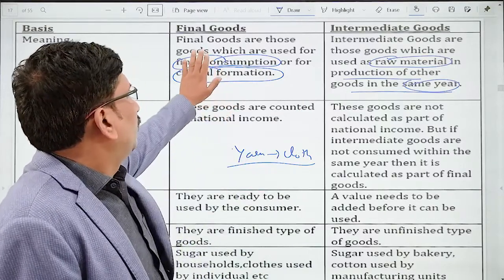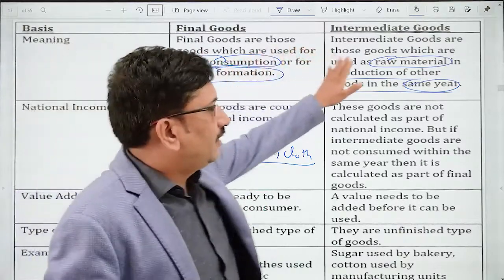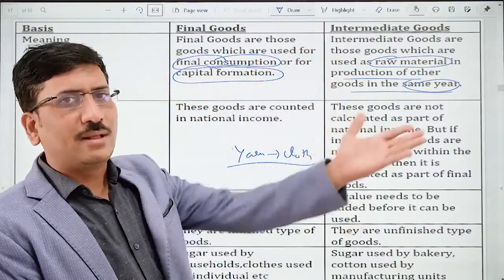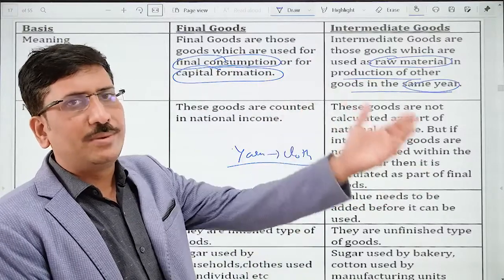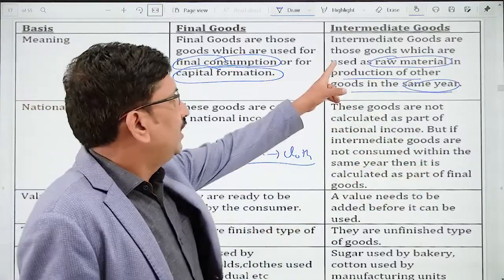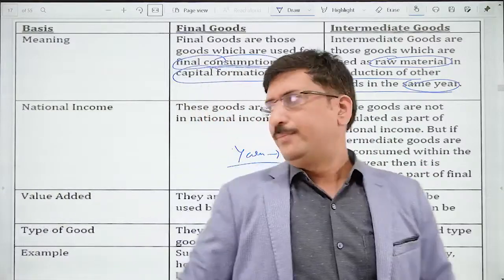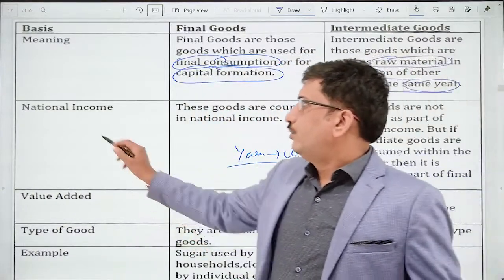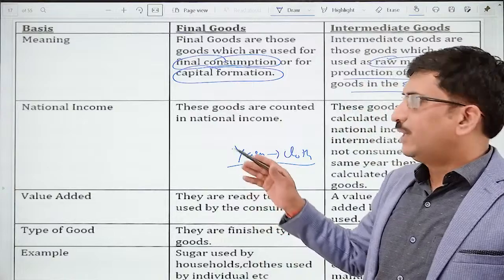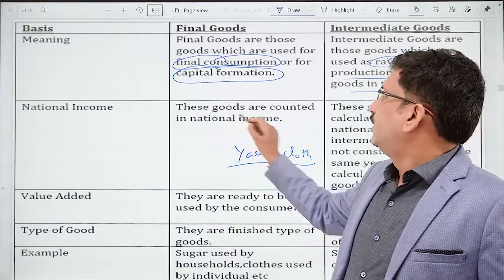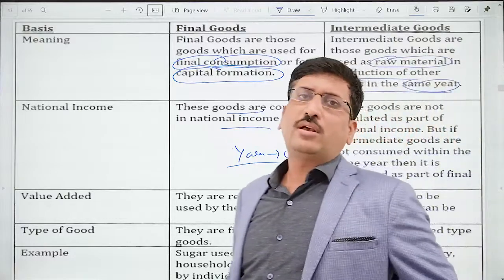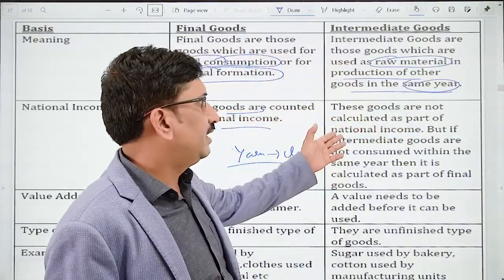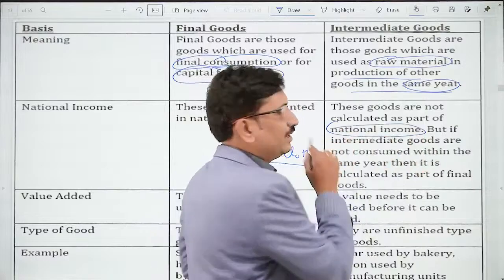But here, for final use, and here that acts as a raw material for something else. The thread is acting as a raw material for cloth. Cloth is acting as a raw material for making shirt. That's why it is an intermediate good. So, national income: when we are counting national income, only final goods are counted. Here, these goods are not counted in the national income. I hope the reason is simple.